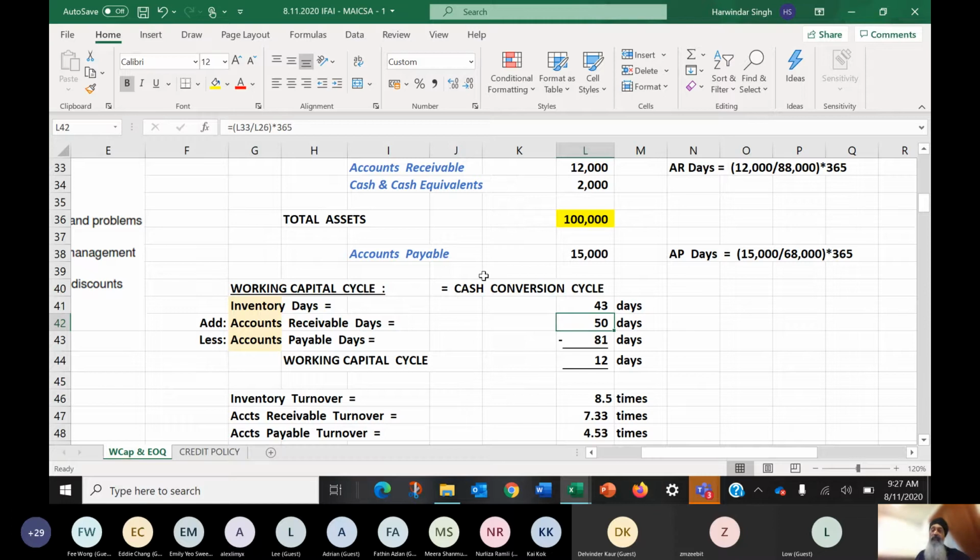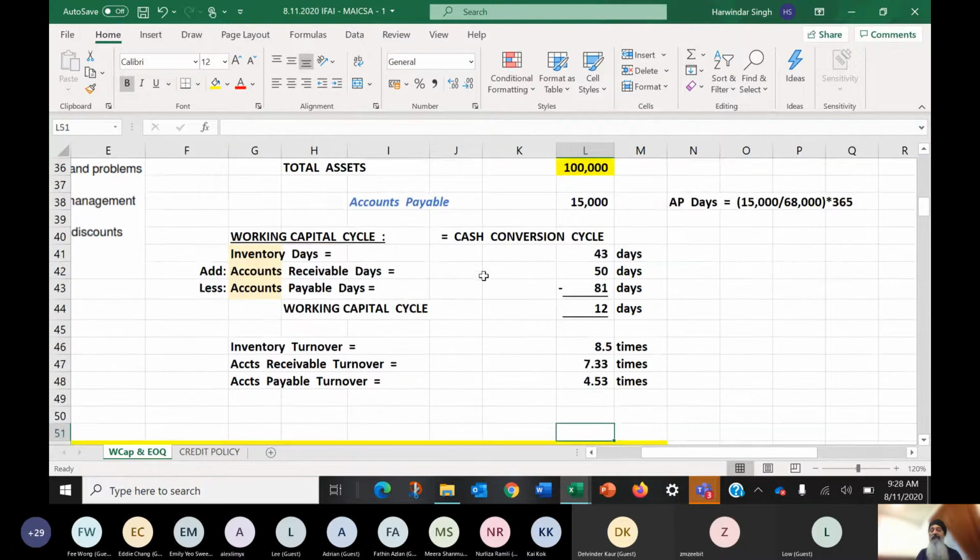Their money is tied up in inventory and their debtors. But the good news is that based on the kind of credit period they are given by their suppliers, they keep the money in their pocket for about 81 days. So from the 93 days minus 81 days, their working capital cycle is only 12 days. They have to carry the investment in inventory and accounts receivable on average for about 2 weeks only.